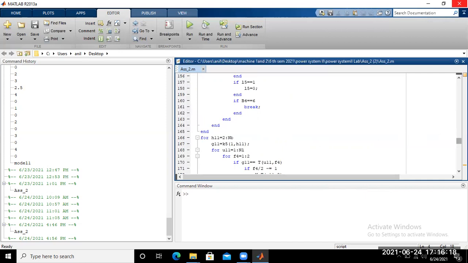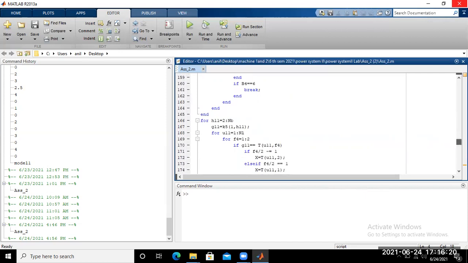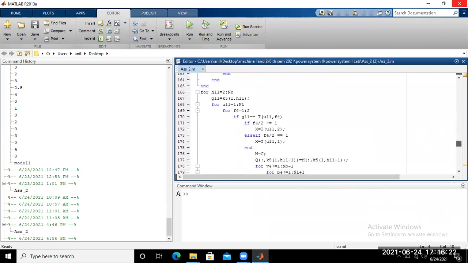If g11 equal to special line 1 into u11 comma f4, if f4 by 2 it tends to equal to 1, so that means reactance transmission line u11 comma 2, otherwise f4 by 2 equal to 1, so the reactance value x equal to t u11 comma 1. Okay.